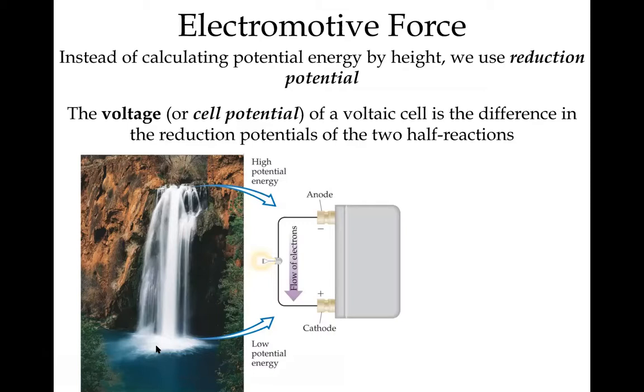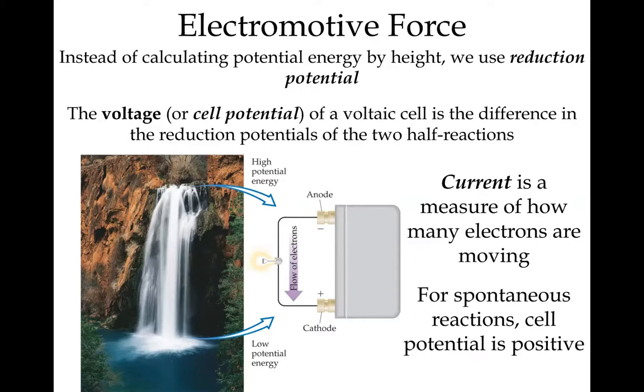Instead of looking at it like that, we look at the movement of electrons between half reactions as reduction potential, the potential for something to be reduced, right? And so this is going to be broken down into the context of voltage or cell potential. And that is what we use to study voltaic or galvanic cells, right? And that is what we use to look at the difference in the reduction potentials between two half reactions.